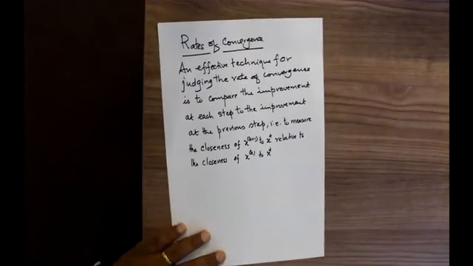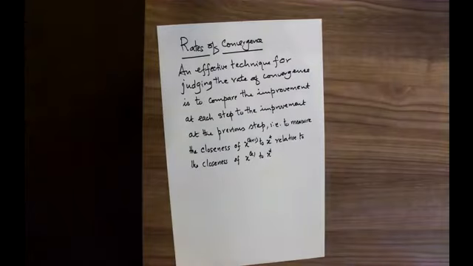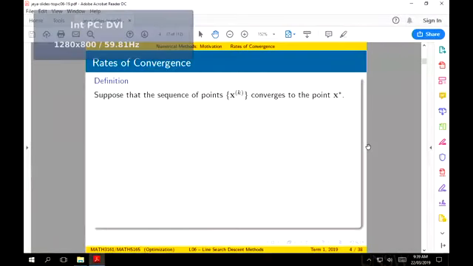An effective technique for judging a rate of convergence is to compare the improvement at each step to the improvement at the previous step. So you take one stage and see the improvement of that step relative to the previous step. In other words, you measure the closeness of x_{k+1} to x star relative to the closeness of the previous point x_k to x star. So that's how you judge the improvement there. So we're going to come up with a definition to look at the rate of convergence. Here are the definitions.